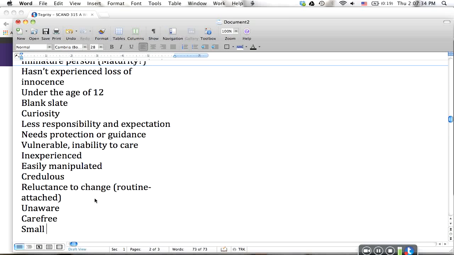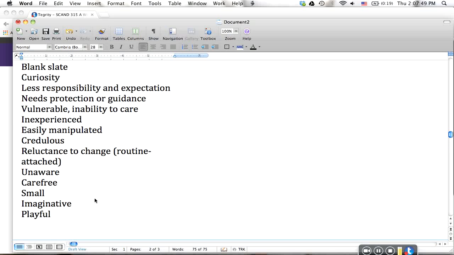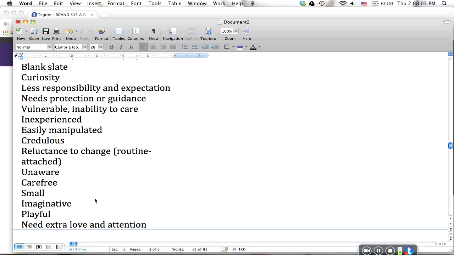Gabrielle? Small. You mean physically? Yeah, they're small people. Elizabeth? They're imaginative. Very good. And that can be tied up in all these things. James? Playful. Very good. And Johnny? They need extra love and attention, and sometimes crave that.